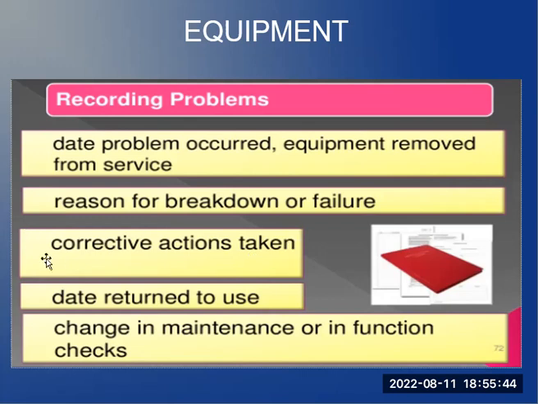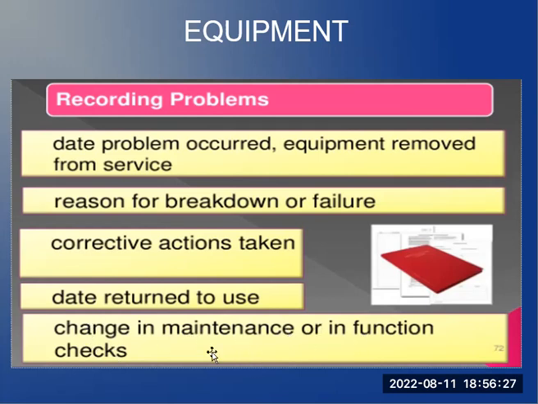So corrective actions taken. What is the action after equipment breakdown? Call the engineer and fix the machine. Under your incident report, corrective actions. Then date returned to use. So the machine is back in service after you call the engineer and the engineer fixes the problem, then you need to document when the equipment was fixed.